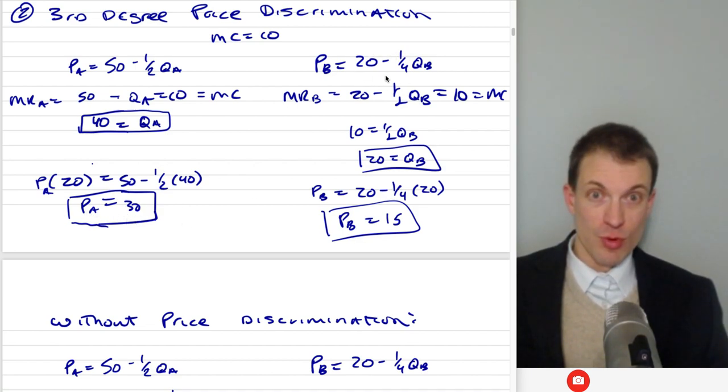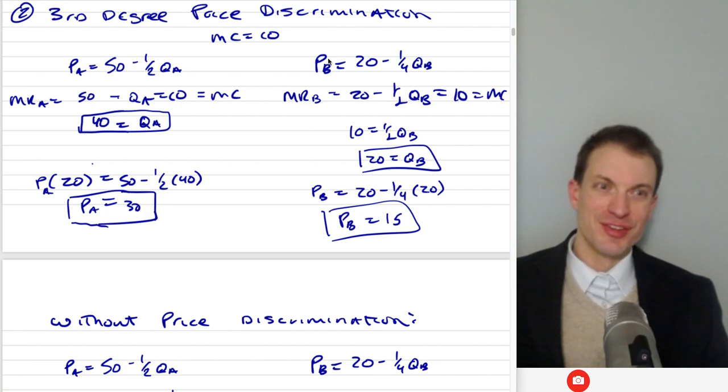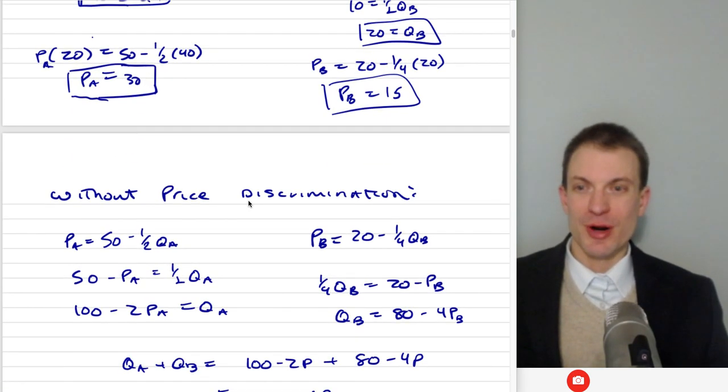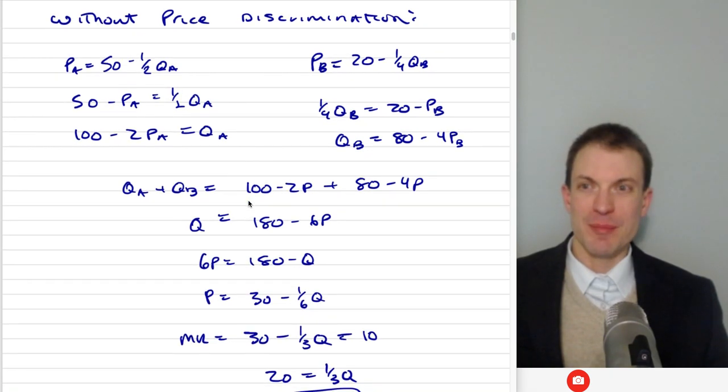Notice, this is the more flat, more elastic demand curve, so it gets the lower price. This is the steeper demand curve, relatively speaking, so it's going to have a higher price. We'll have a comparison point in a second when we do part 2, which is without price discrimination, what happens? So what I'm going to do is convert these to ordinary demands.